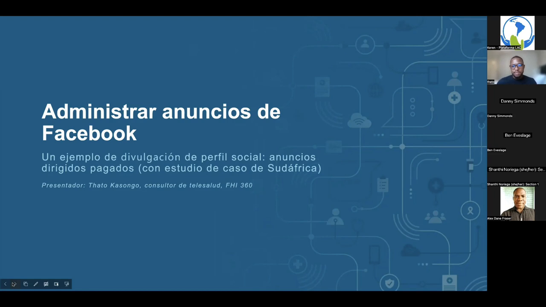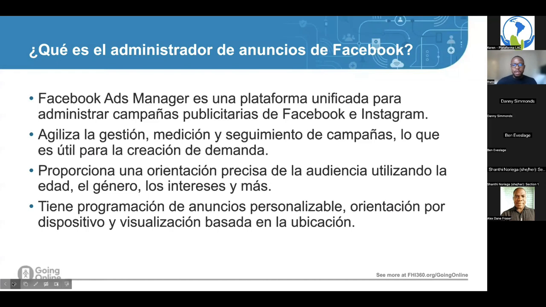Now, next slide, please. Facebook Ads Manager is the section of Facebook that is used by organizations such as yourselves and businesses to manage their promotional activities on Facebook platforms. This could include Facebook in general, or Facebook Messenger, Instagram, and possibly WhatsApp soon.